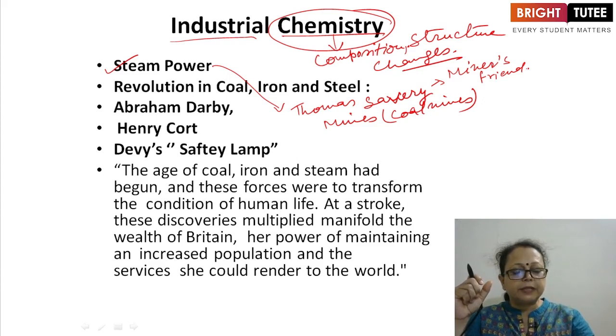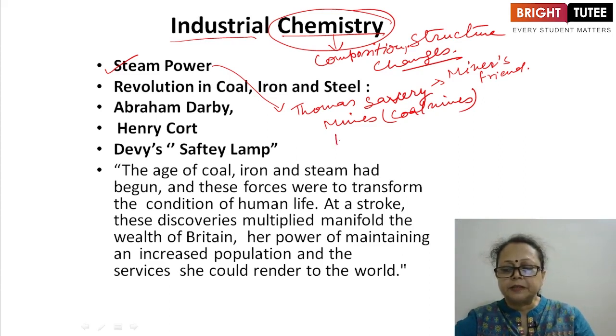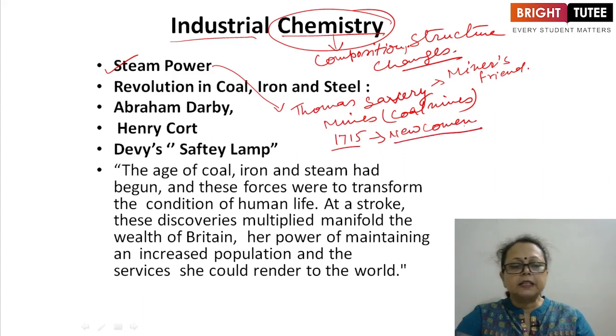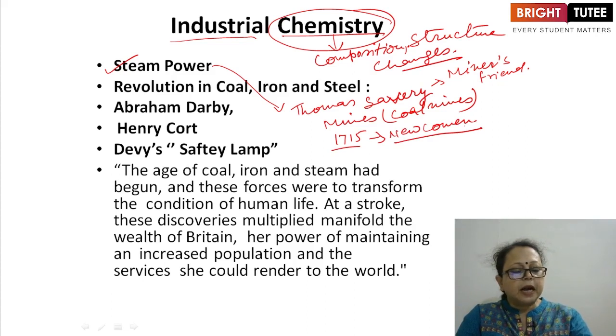In 1715, Newcomen. This is another inventor. What did Newcomen do? He built another steam engine which was also used only for pumping water out from the coal mines. Just like Thomas Savery, Newcomen also did the same to drain out the water from the coal mines. Then finally coming to discuss James Watt.